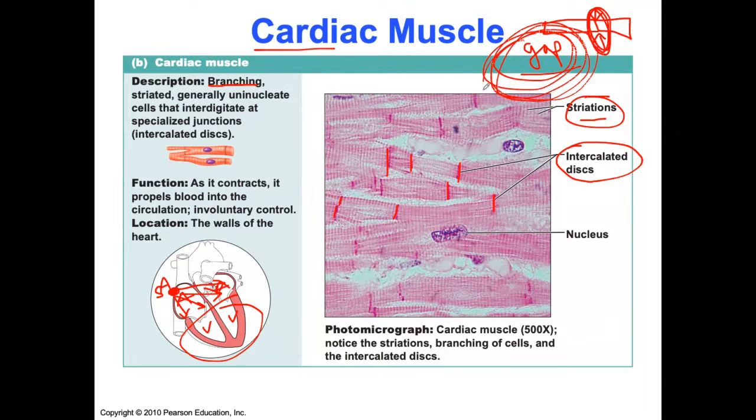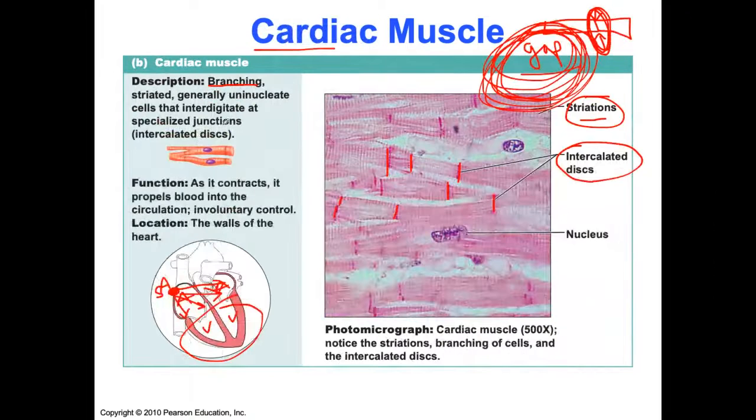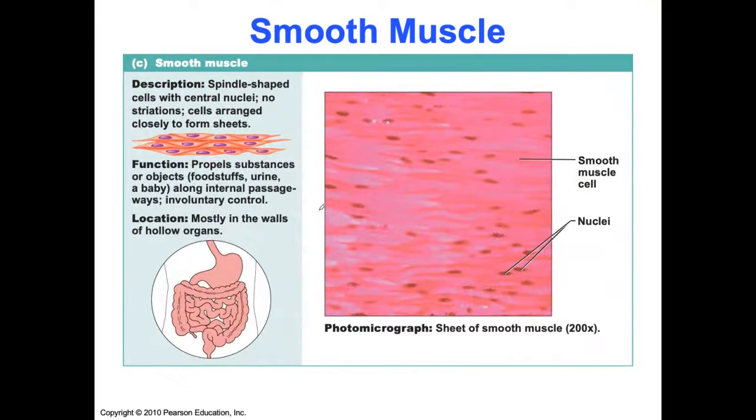We'll find them in the neurons with the neurology. We'll find them with muscles as well. The other difference between cardiac and skeletal is that skeletal is voluntary, cardiac is involuntary. You do not have conscious or voluntary control over how your heart beats.